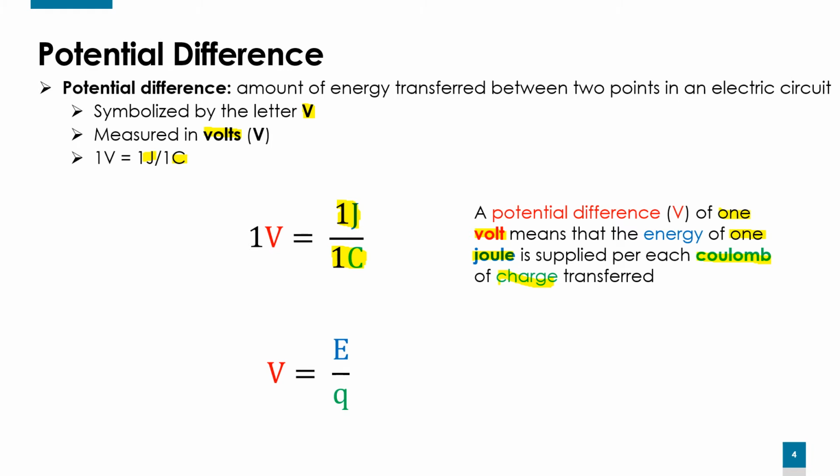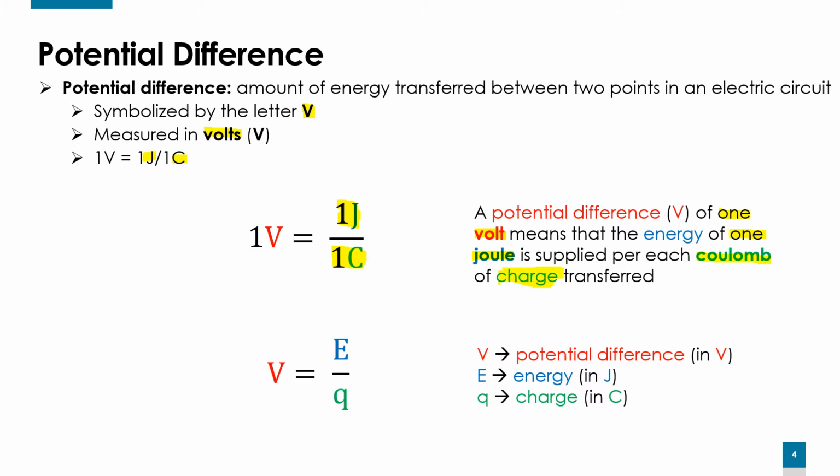And coulomb is charge. How do I represent charge? By letter Q. So V is the potential difference measured in volt. E is the energy that we measure in joule. And Q is the charge that we measure in coulomb, okay? So it's really simple, but the most important here is for you to understand what's going on.